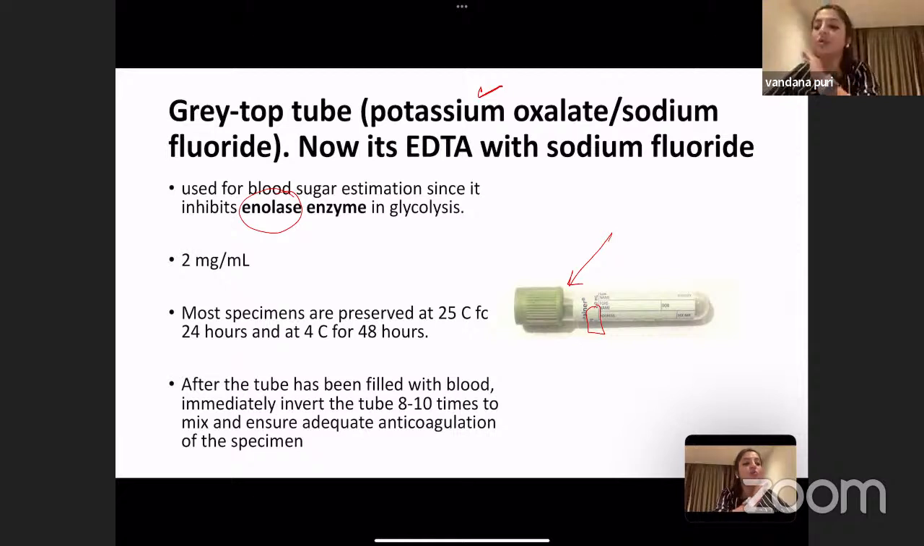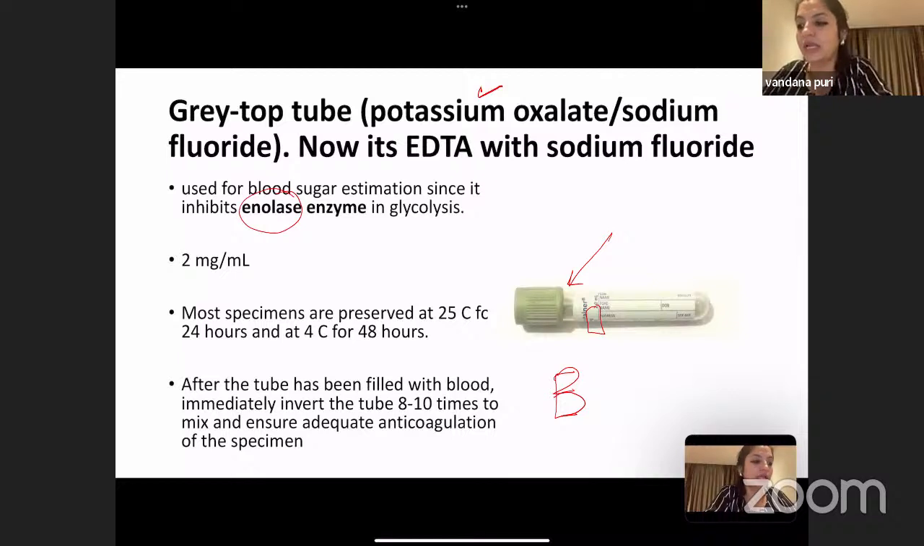Now, what is the rule for EDTA? So any sample of EDTA, once you have taken, how many times should you shake it? You have to invert it 8 to 10 times. So you should invert this tube 8 to 10 times. That's the uniqueness of this, you have to remember.